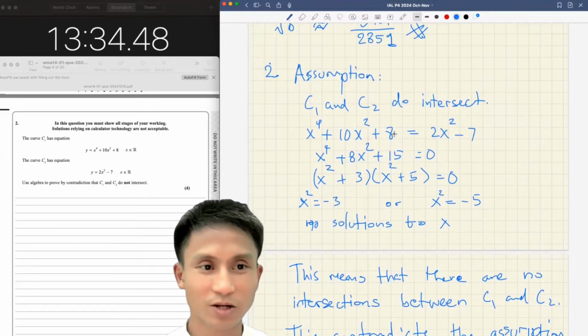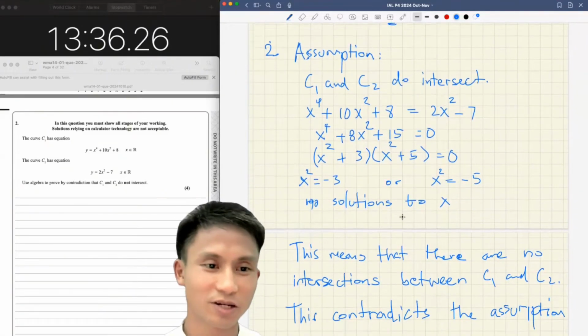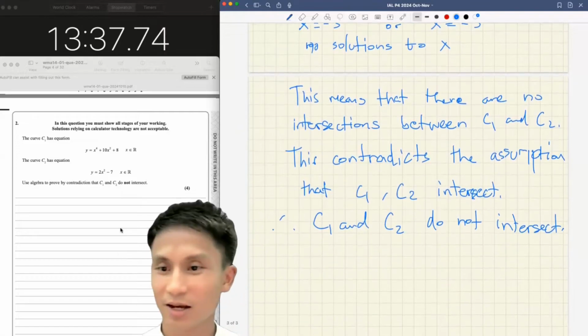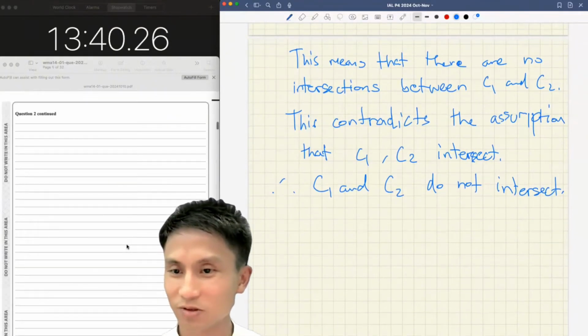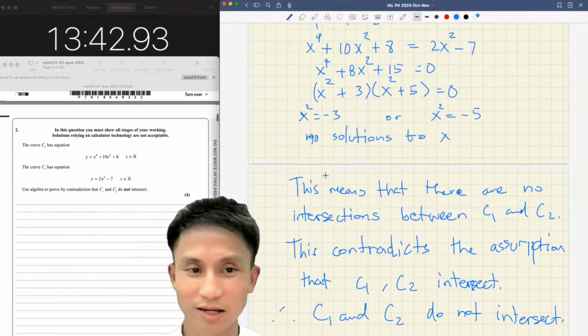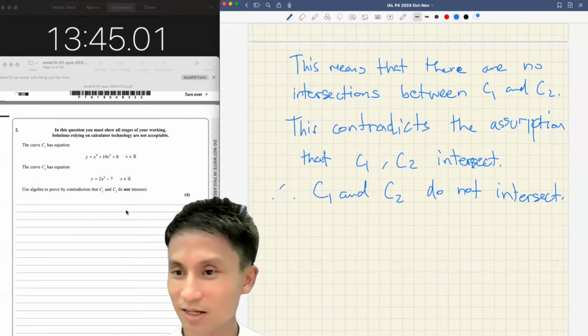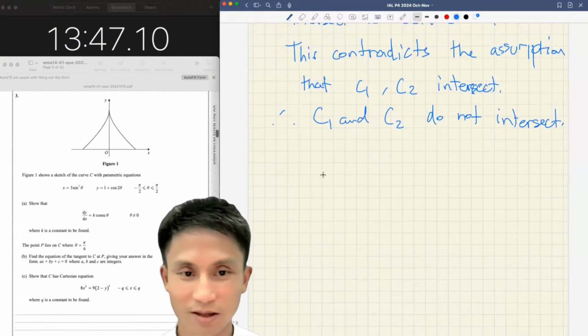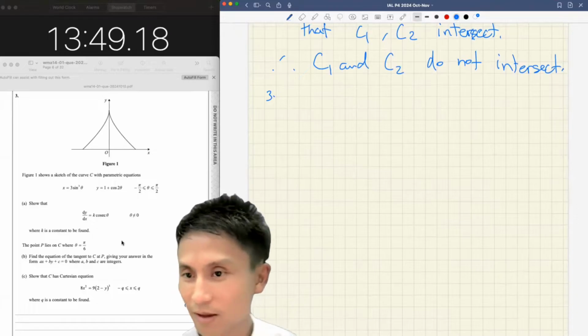Wait, hang on. We assumed that they do intersect. Yeah, it contradicts. Okay, all right. So that's it. That wasn't too bad because we have now proved that there's no solution to this. Okay, cool, guys. Number 3.